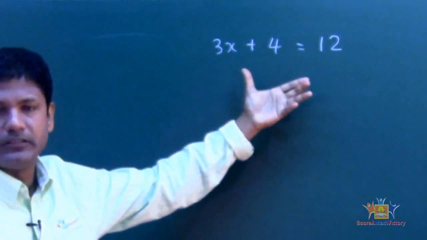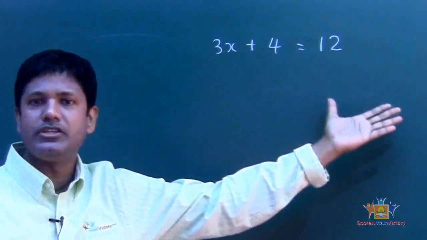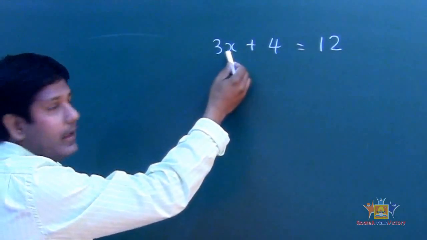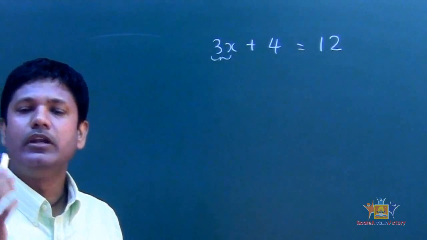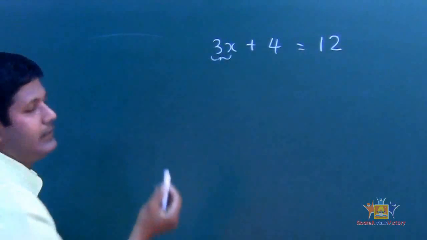an equation. See that? 3x plus 4 equals 12. That's an equation. That's a linear one. Why is it linear? Look at this x, and look at this term. How many unknowns are there? There's only one unknown. Okay? So x is the one unknown.